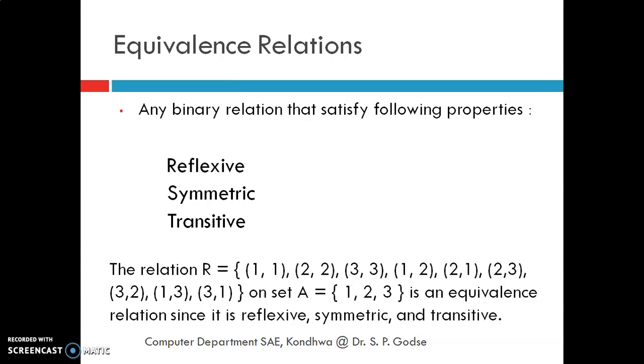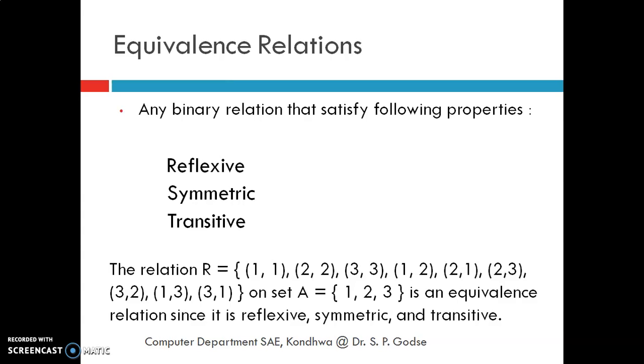Next property which needs to be satisfied for equivalence relation is the transitive property, and as per the transitive property, relation R is transitive if (A, B) belongs to relation R, and (B, C) also belongs to relation R, then (A, C) should belong to relation R. It should be satisfied for all such pairs, that is (A, B), (B, C), then (A, C) should exist.